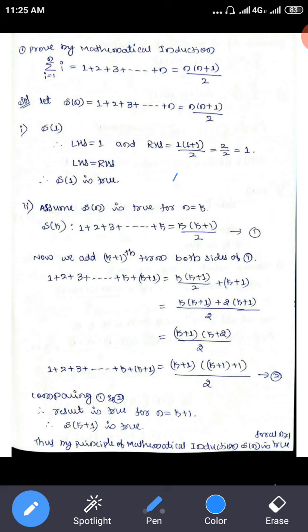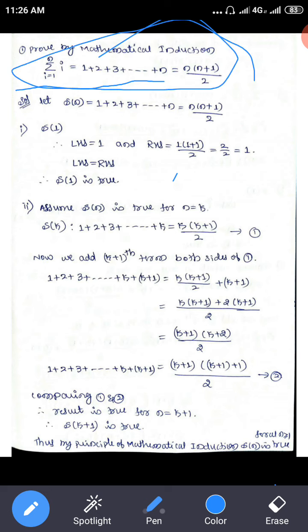Since the summation sign is there, the summation of i from 1 to n can be written as i equal to 1, next i equal to 2, i equal to 3, with a plus sign in between. So I am writing it as 1 plus 2 plus 3 plus up to n, and that is equal to n into n plus 1 divided by 2. This we have to prove by mathematical induction.